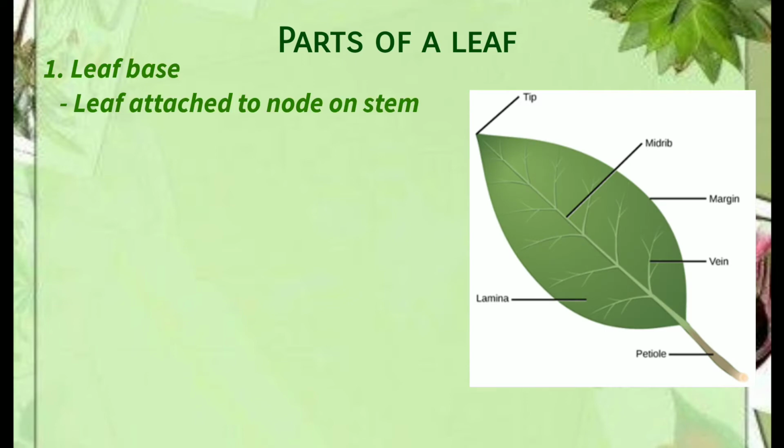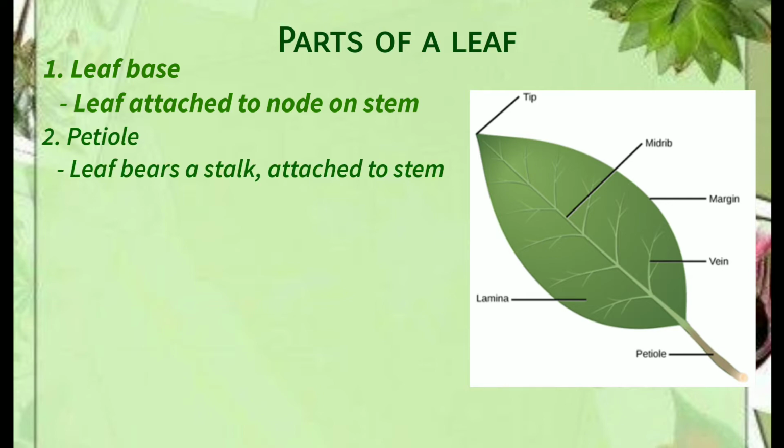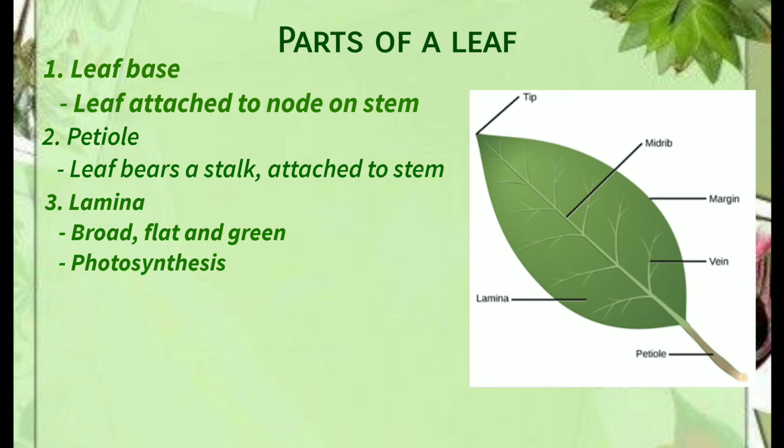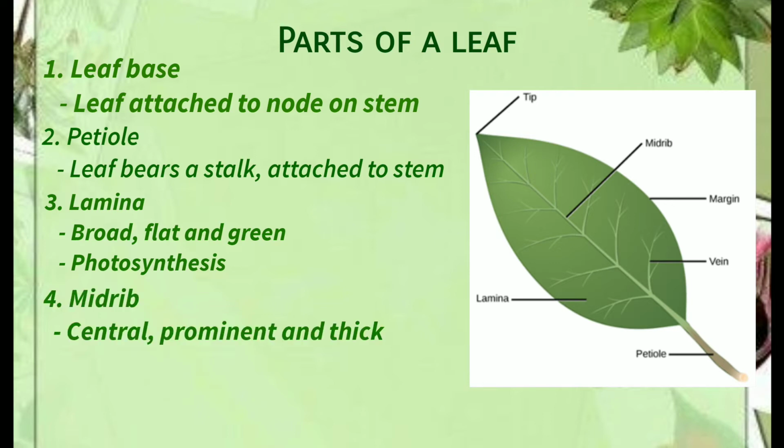1. Leaf base. The point of attachment of the leaf to the node on the stem. 2. Petiole. The leaf bears a stalk with which it is attached to the stem. 3. Lamina. The broad, flat, green part of the leaf is called lamina, which is responsible for photosynthesis. 4. Midrib. This is the central prominent thick structure right in the middle of the leaf that helps support the leaf and prevent it from breaking.